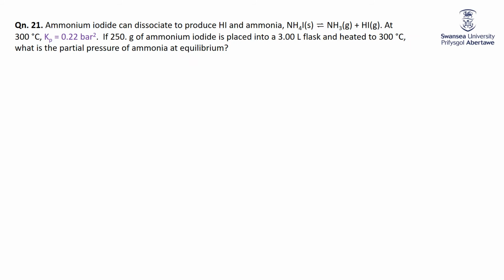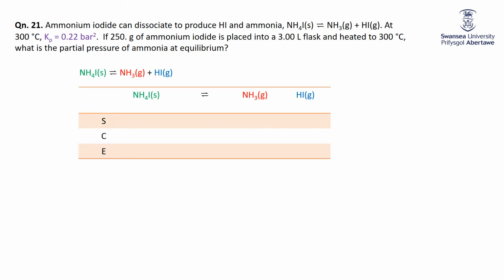Question 21. Ammonium iodide can dissociate to produce ammonia and hydrogen iodide, so it's a nice little solid here. So there's that. Let's set up our SCA chart. And again, NH4I doesn't factor in here because it's a solid. So we start off with some of that because, of course, we need it for the reaction. What's the partial pressure? We don't really care about the temperature. We don't care about the volume. We're just interested in the pressure.